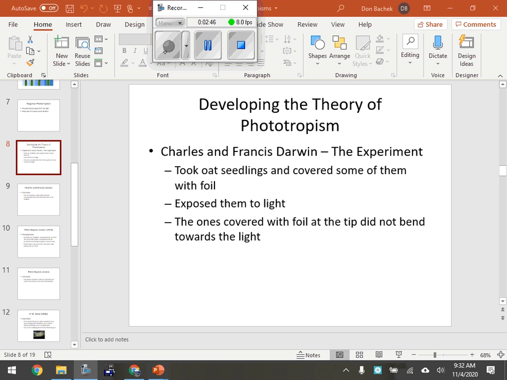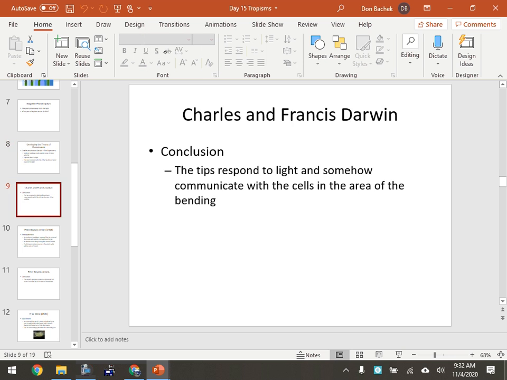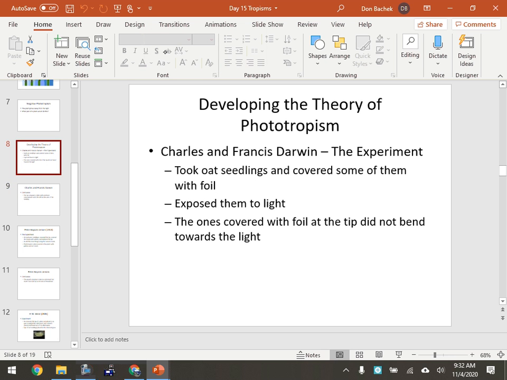But basically, we're going to talk a little bit about who came up with some ideas about phototropism and what their research was. Charles and Francis Darwin. The experiment was they took oat seedlings and covered some of them with foil, exposed them to light, and the ones covered in foil at the tip did not bend towards light. There's a conclusion on the next page here as well. So just keep that in mind when you're writing that.